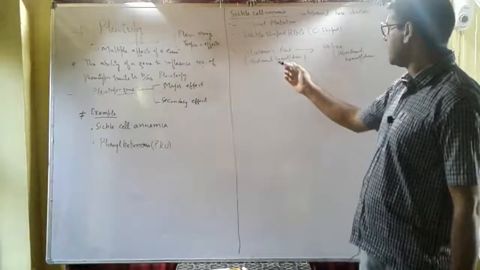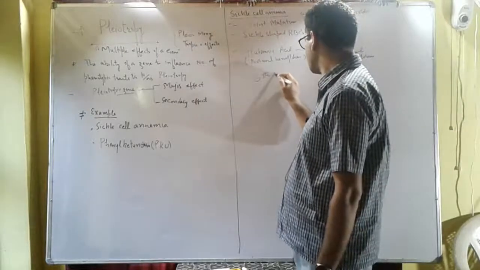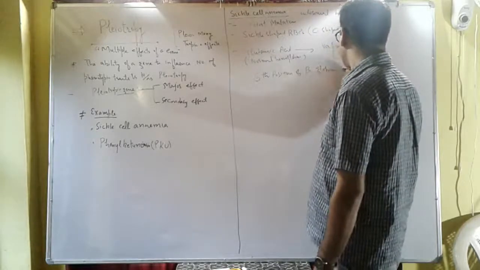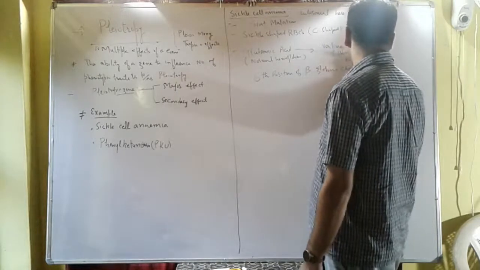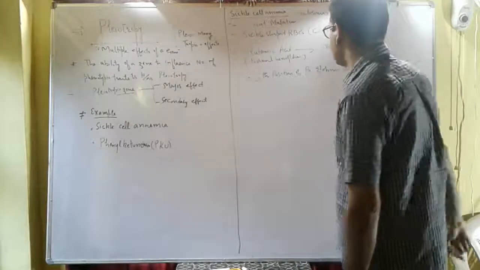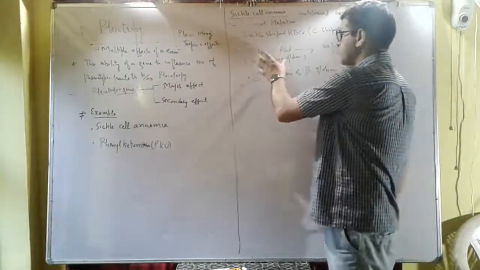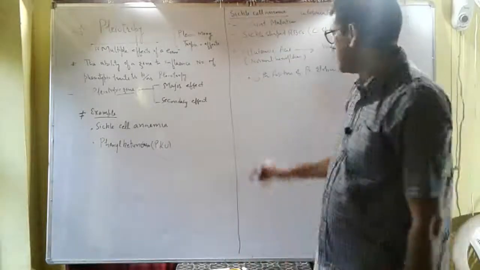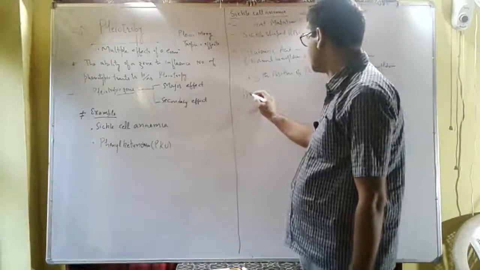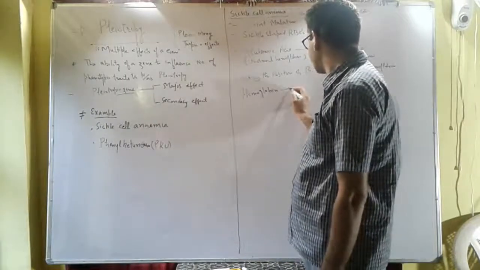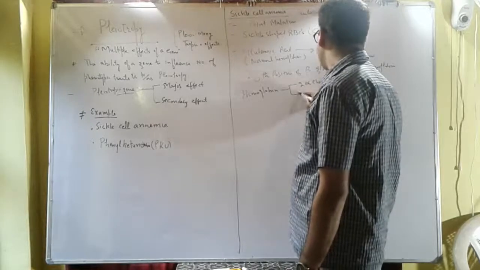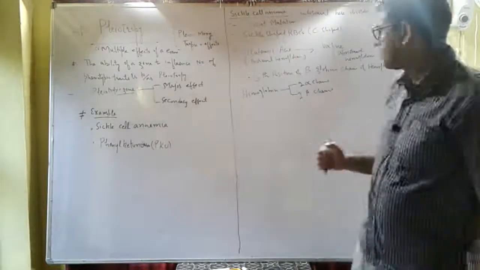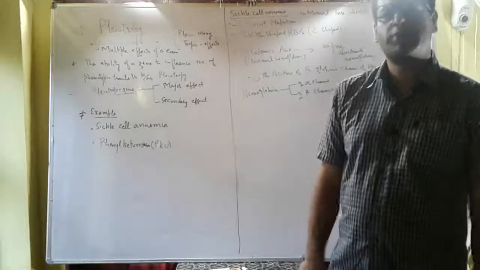This occurs at the sixth position of the beta globin chain of hemoglobin. In normal hemoglobin there is glutamic acid, and in abnormal hemoglobin the glutamic acid is replaced by valine at the sixth position. Hemoglobin has two chains, two alpha chains and two beta chains, and in the beta chain at the sixth position, the glutamic acid is replaced by the amino acid valine.